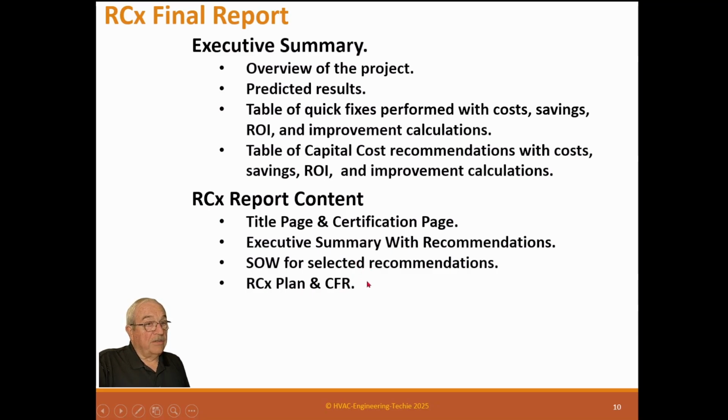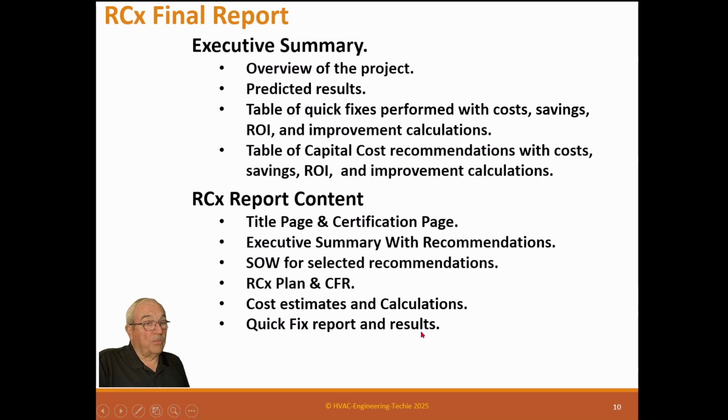The RCx plan and the CFR. These are the documents that you created. Cost estimates and calculations for these recommendations. Quick fix reports and results. Now, why did I put cost estimates and calculations? As a retro-commissioning guy, what I normally do is just expose everything. When I'm making this list of recommendations, I'm recommending this is what you do, and then when he selects them, I'll give him a complete scope of work. And the reason is because I want him to be successful.